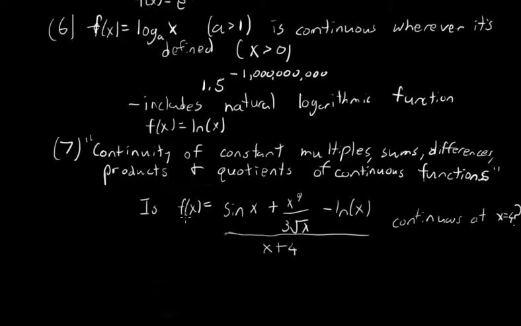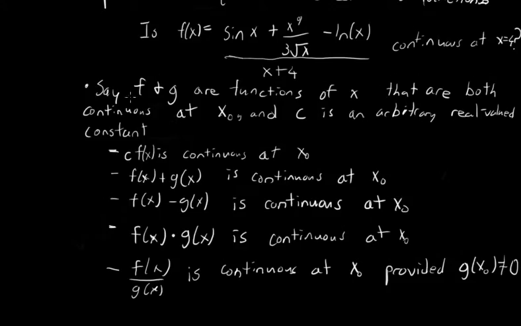But what if we want to answer the question as to whether f of x equals sine of x plus x to the 9th over 3 times the square root of x minus ln of x all over x plus 4 is continuous at x equals 4? Well, this next rule is going to enable us to answer that. And we're going to call this rule continuity of constant multiples, sums, differences, products, and quotients of continuous functions.